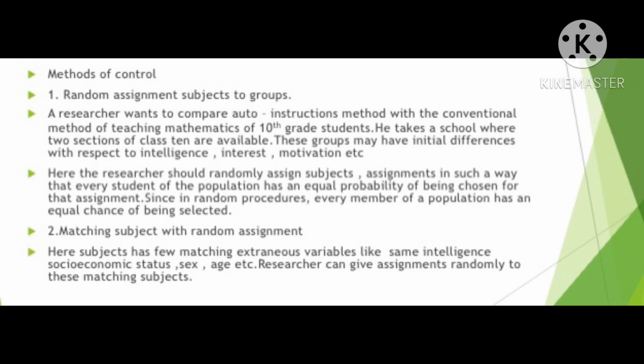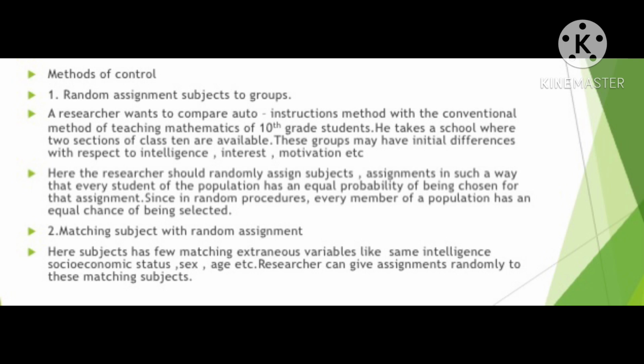Now let us see different methods of control. Random assignment of subjects to groups. A researcher wants to compare the auto instruction method with the conventional method of teaching mathematics to 10th grade students. He takes a school where two sections of 10th standard are available.